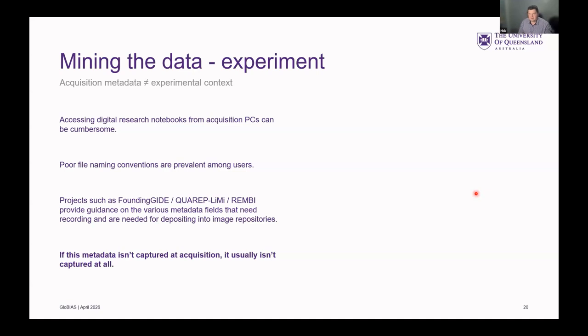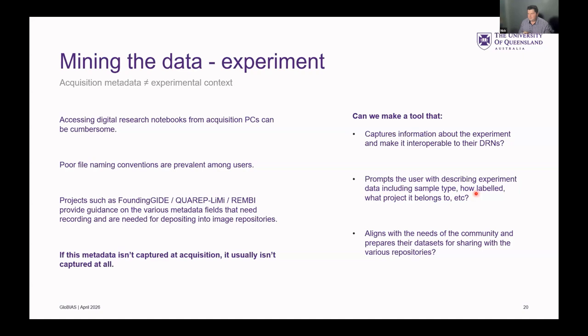I also, as an image analyst, see some really poor naming conventions, image 1, 2, 3, 4, no descriptions, nothing really provided. And so, as I mentioned, Founding Guide, Core Epilimi, REMBI, all provide guidance on stuff that we need to start capturing. And I've had the group leader come to me and say, I've uploaded this paper and they want this data put somewhere and I don't know what this means. So we need to start capturing this data early.